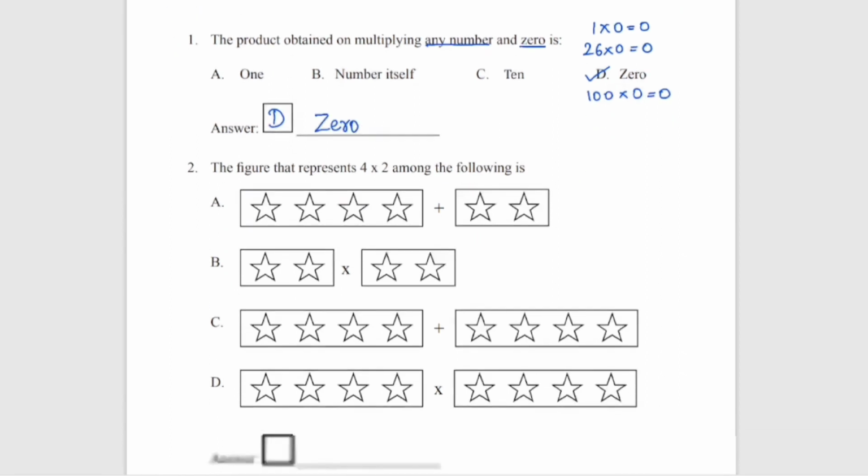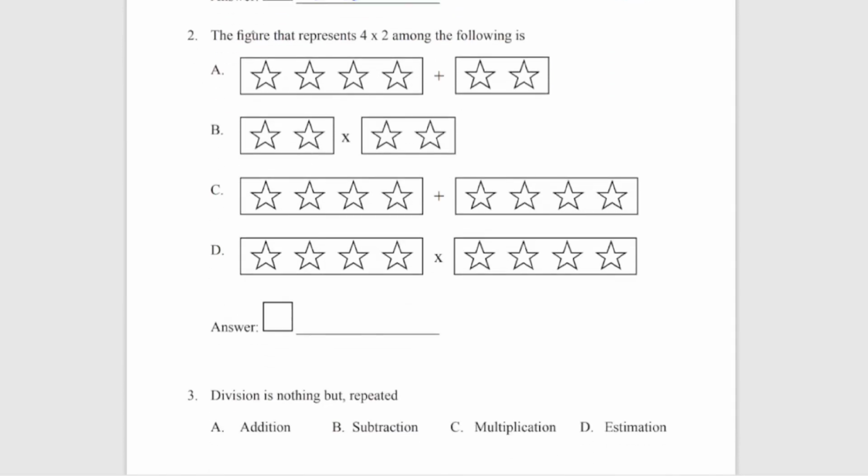The second question, the figure that represents 4 into 2 among the following is. Let us check the options one by one. The first option, there are 4 stars plus 2 stars. So can we write 4 plus 2? Yes. The second option, 2 stars multiplied with 2 stars, 2 into 2. The third option, 4 stars plus 4 stars, 4 plus 4. And the last option, 4 stars multiplied with 4 stars, 4 into 4.